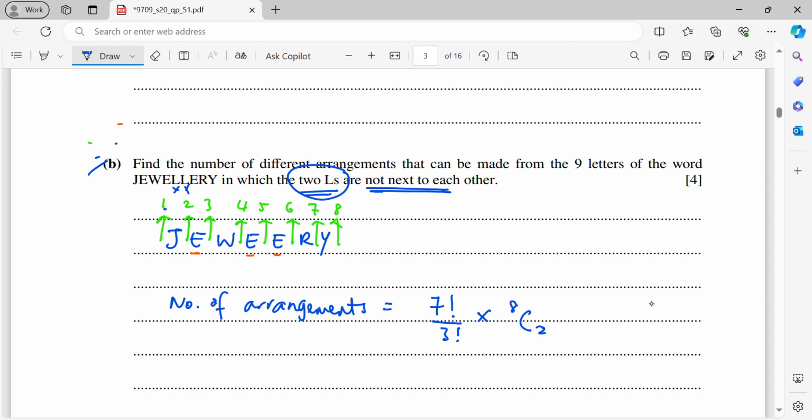So after I've chosen 2 slots for the L's, that's it, no need to arrange. If the 2 L's were not identical, instead of using 8C2 you would have to use 8P2, because you need to arrange the 2 L's. But now the 2 L's are identical, so we just use 8C2. The green color is for the L. So when you calculate this, it is 23520. So you have that many arrangements for this condition.